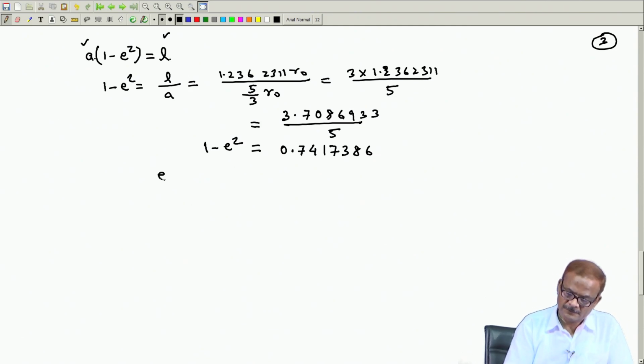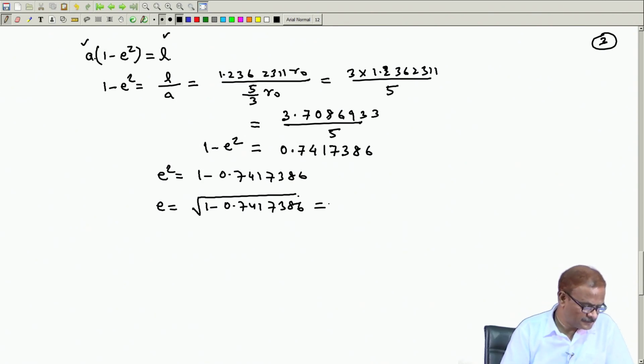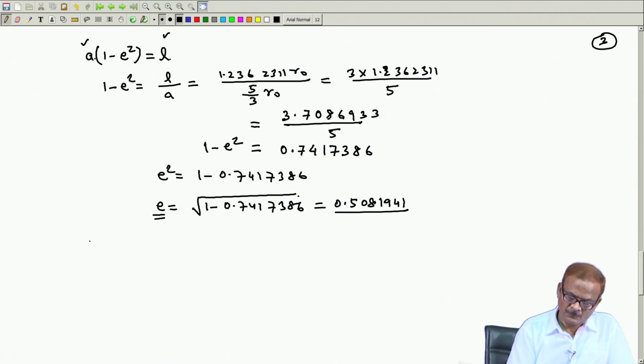Okay, so this is the value here and e square equal to 1 minus 0.741738, and therefore e becomes the square root of this value, which will be 0.5081941. So, e equal to 0.5081941.